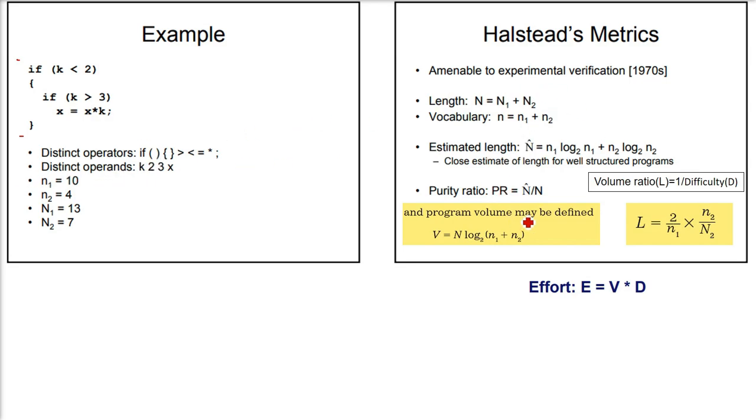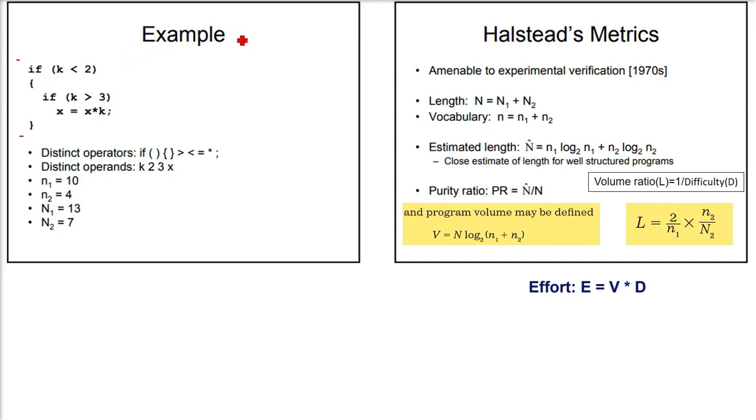Every formula is dependent on these values only: small n1, small n2, capital N1, capital N2. So first of all, what are the operators? Operators are all those symbols or notation which are provided by the programming language. Those which we are giving are called operands. So we will make a list of operators and then operands.